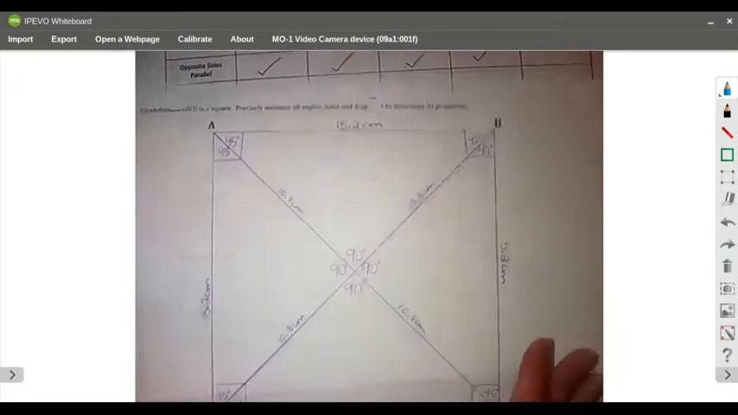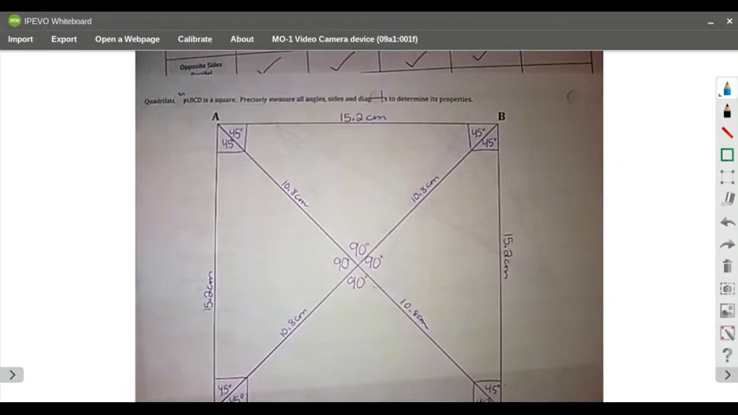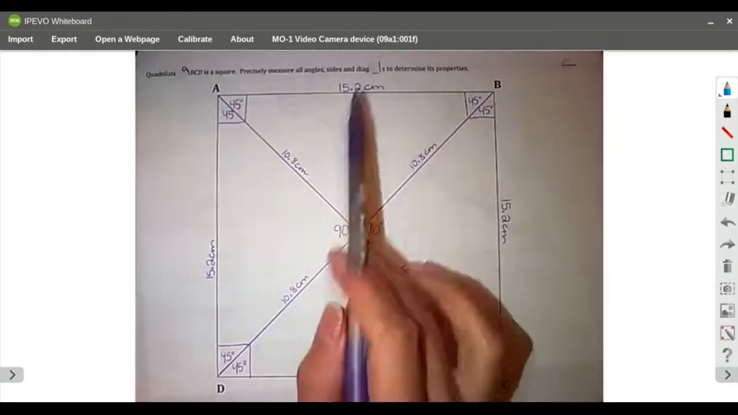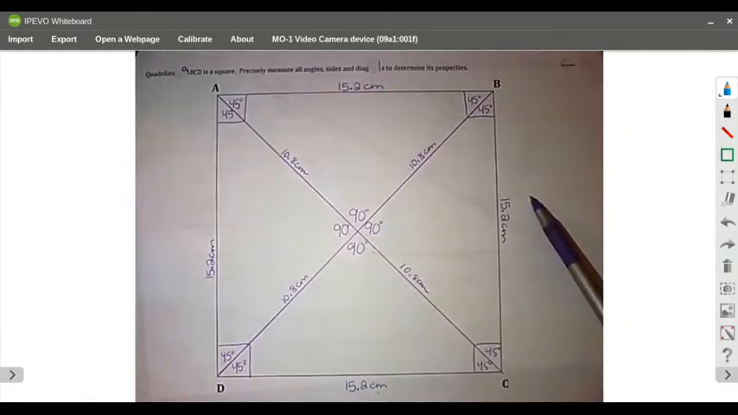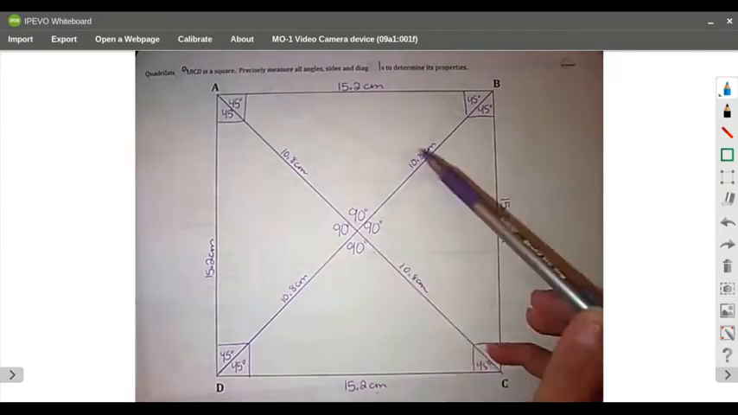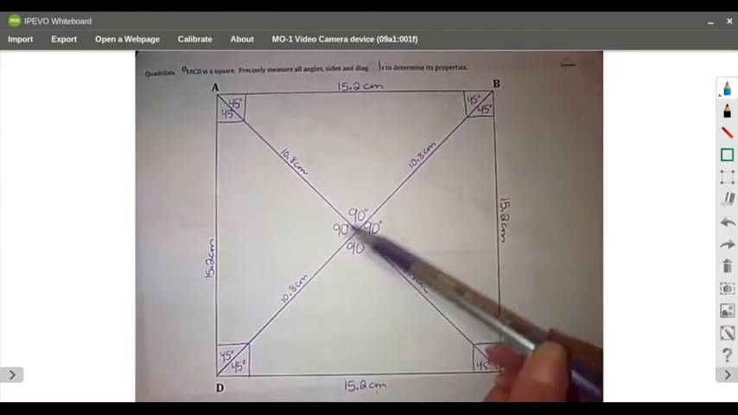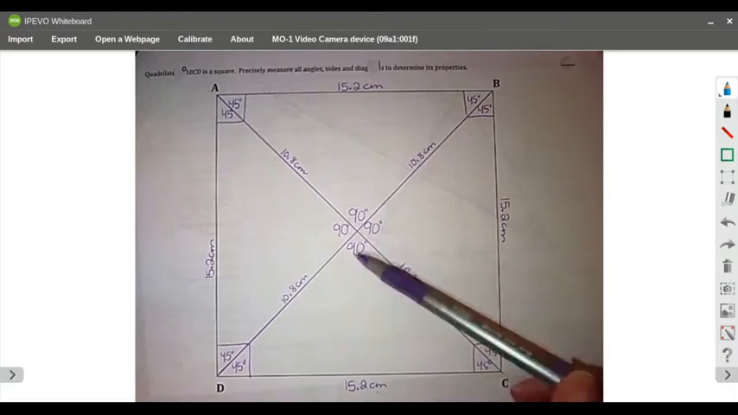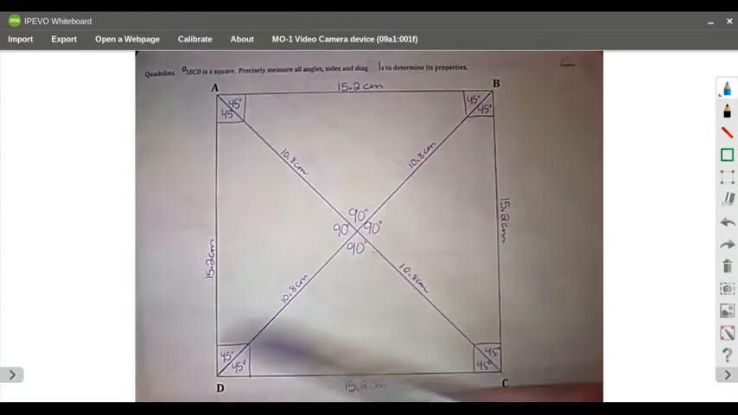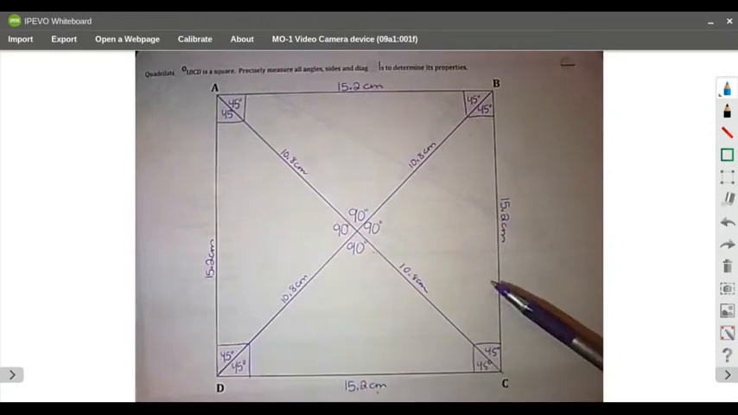Okay, so let's take a look at all the measures on this square. So notice that in a square, obviously you know that all 4 sides of a square are the same. Notice that 1, 2, 3, 4, all 4 of these little pieces are equal. Again, we have 90-degree angles. Here in the middle, each corner is 90 degrees, and notice that they're cut in half.